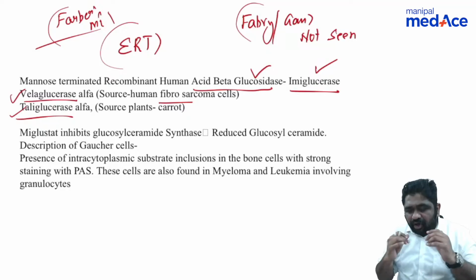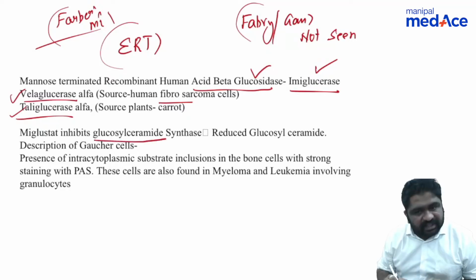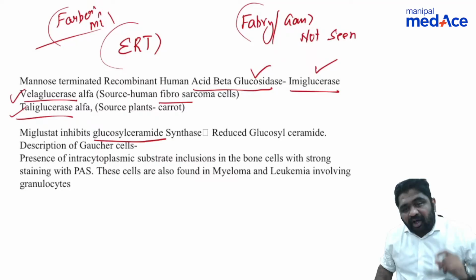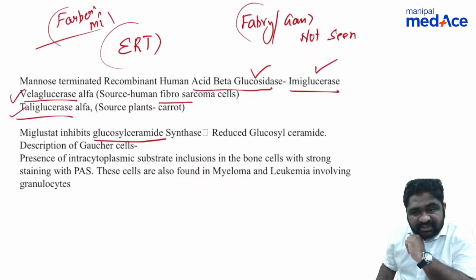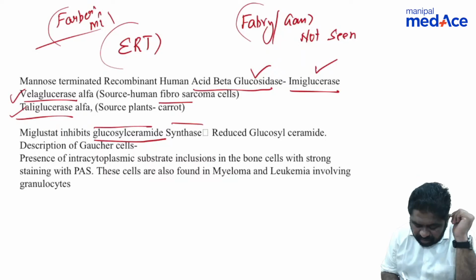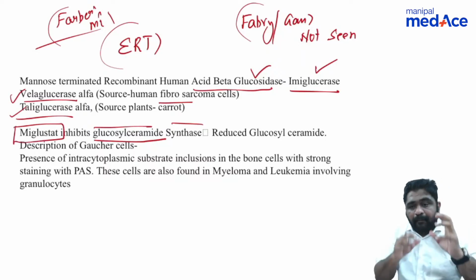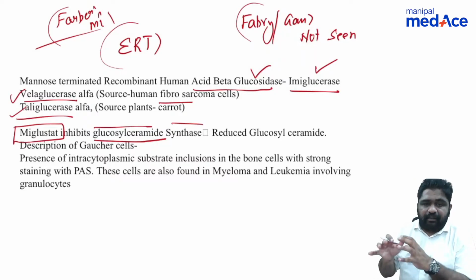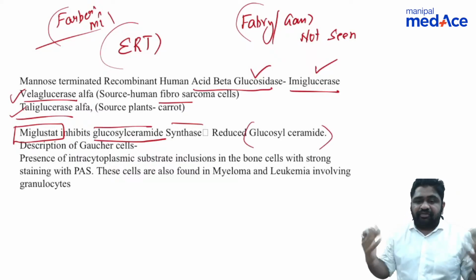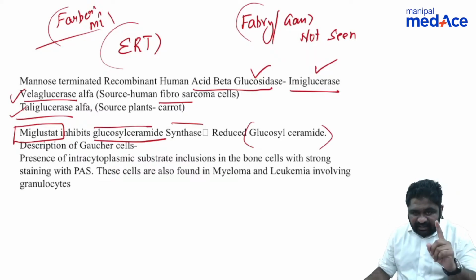In case of Gaucher's disease, there is accumulation of glucosyl ceramide, so why don't you prevent the formation of glucosyl ceramide? Who is helping in the formation of glucosyl ceramide? It is the enzyme glucosyl ceramide synthase. Now, when you give the drug called miglustat, miglustat inhibits glucosyl ceramide synthase, because of which glucosyl ceramide formation is inhibited.